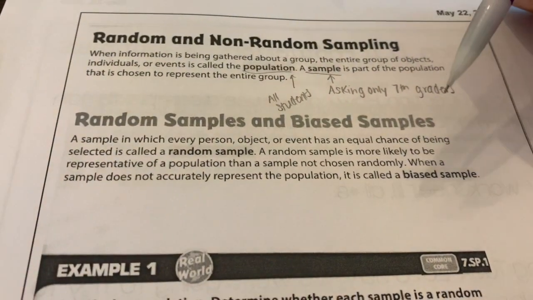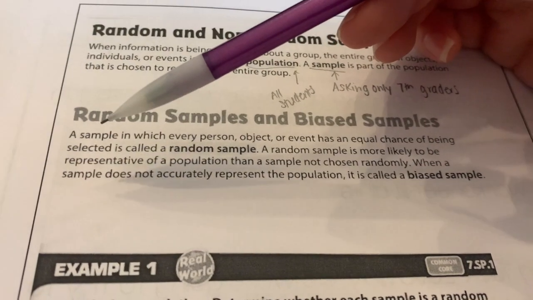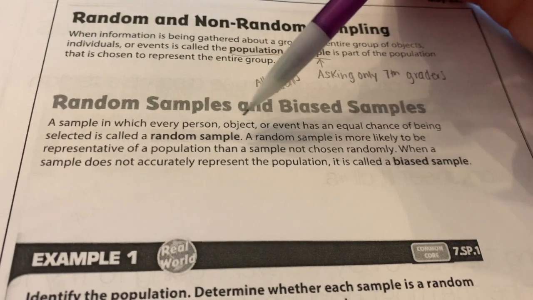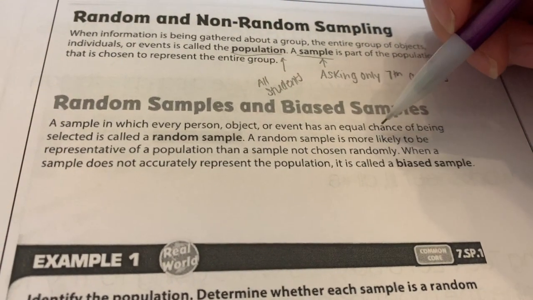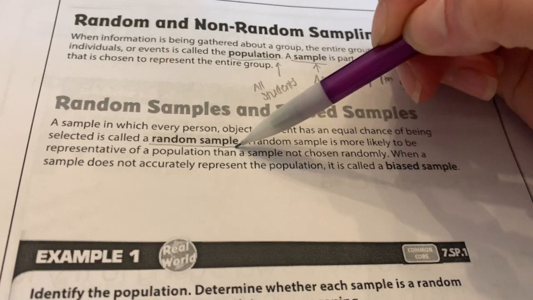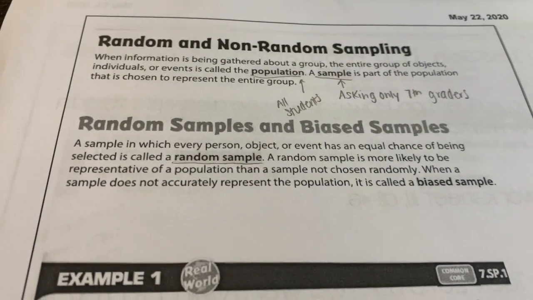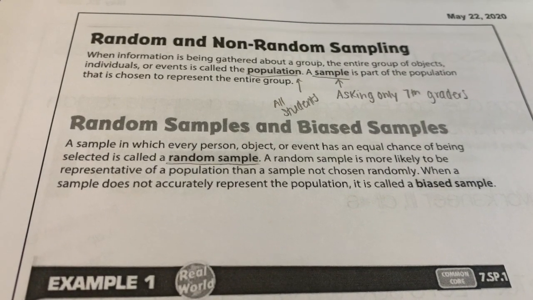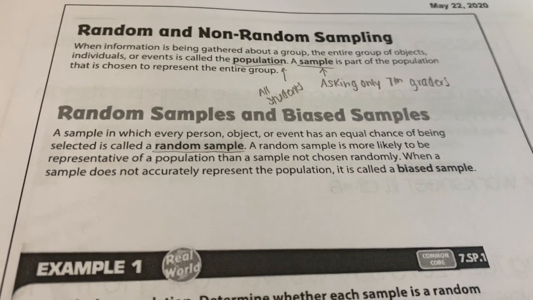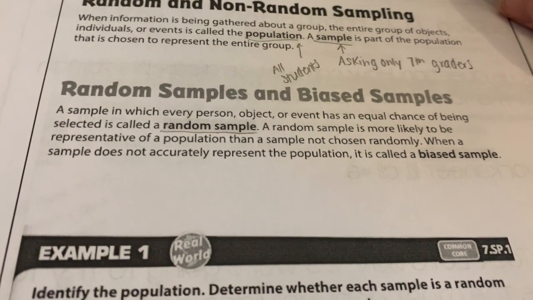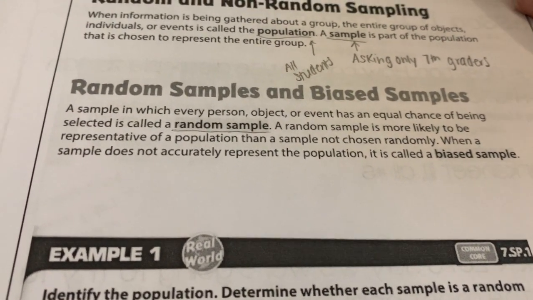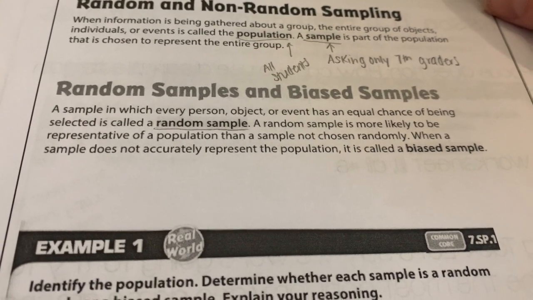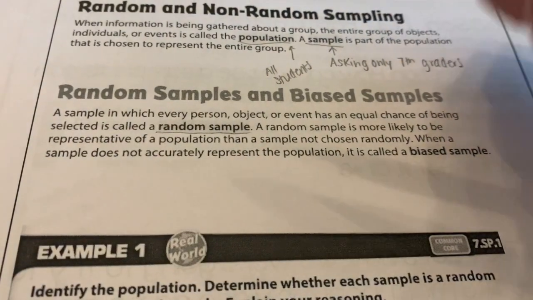So random samples and biased samples, this is where we're going to start determining where this really matters. A sample in which every person, object, or event has an equal chance of being selected is a random sample. So if you completely and totally randomly select people with no method to your selecting, then it's truly a random sample. So if I go to the school and I want to ask kids how many siblings they have, and I stand at the door and I ask every person that walks in, that would be random.